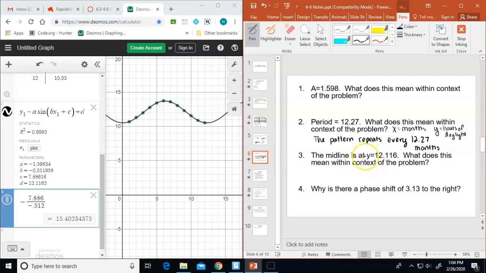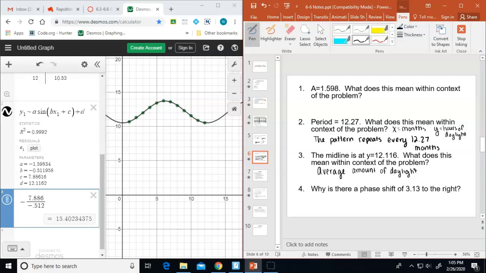Midline is y equals, what's our y stand for? It's hours of daylight, right? So that's the middle ground for hours of daylight, right? So this gives us the average amount of daylight. So your midline is sort of your equilibrium. It's your average. As the sine function, it's going to go above that and it's going to go below that, but it's going to oscillate back and forth around that area.